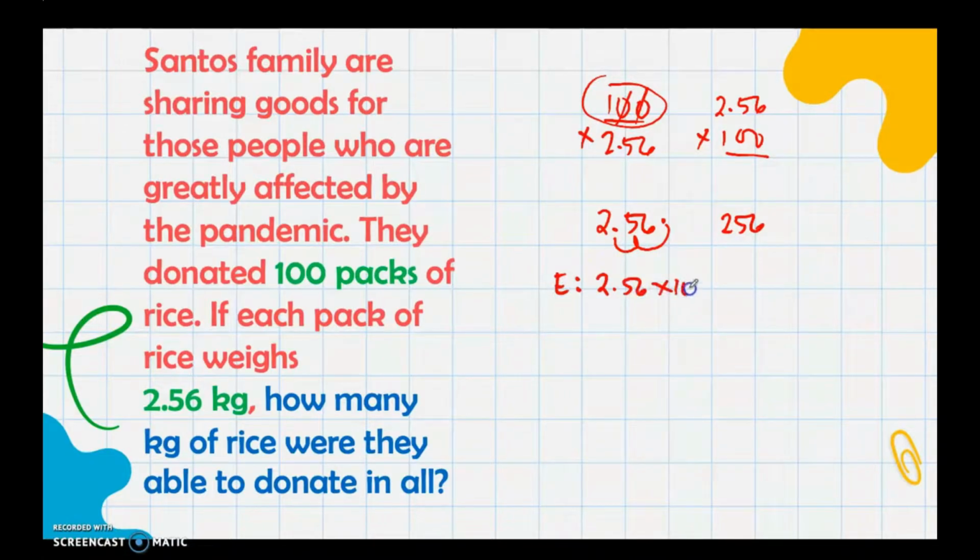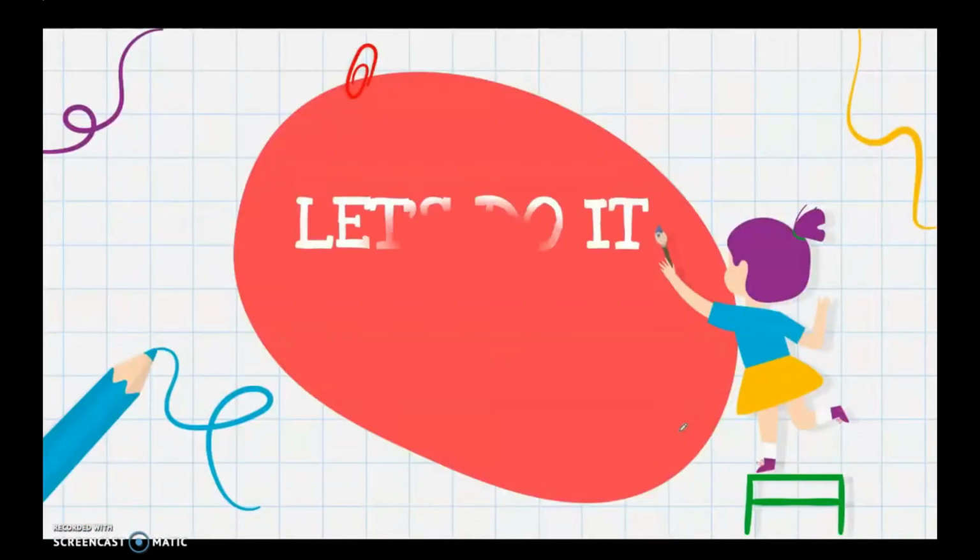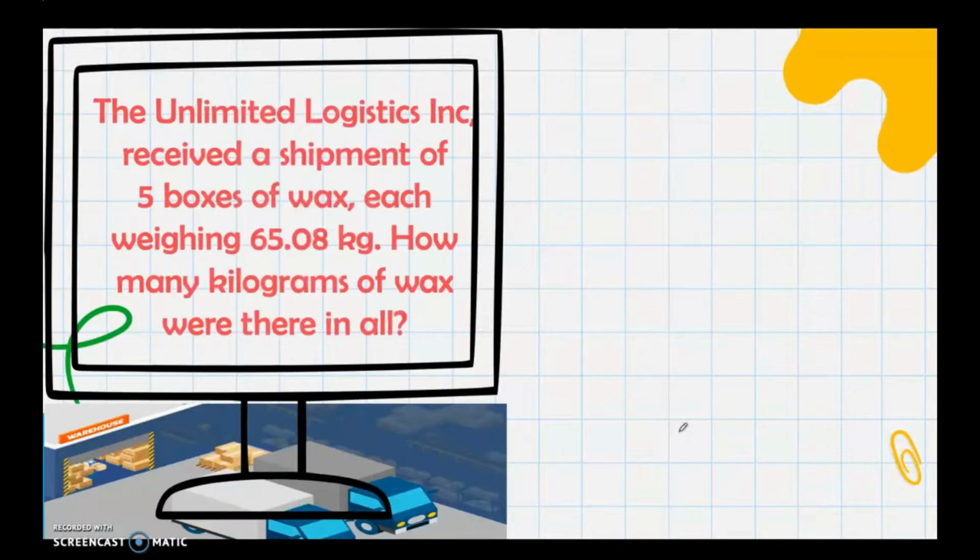So for the equation, we can just write 2.56 times 100 is equal to n. For the solution, it's 2.56. Then you move the decimal point 2 places, then the answer is 256. Do not forget to put the label. The question is how many kilograms. So you put 256 kilograms of rice Miss De Santos' family was able to donate. Now, let's have more examples.